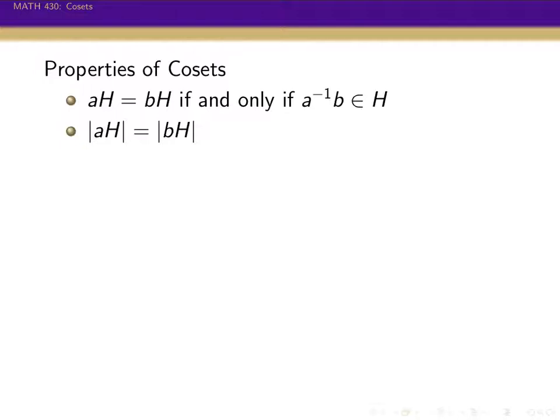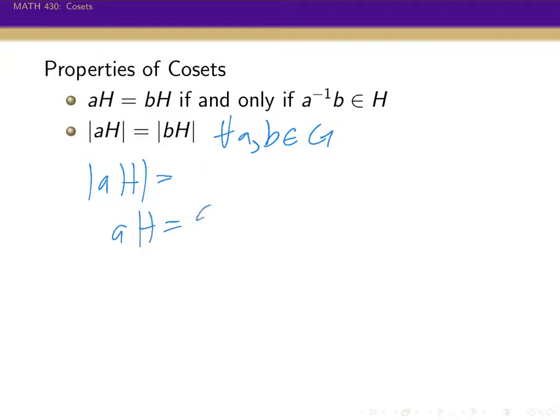So for any two elements A and B in G, the number of elements in AH is equal to the number of elements in BH. So this is true for any A and B in G. They don't have to be in the same coset with each other. And the reasoning here is, how many things are in AH? Well, AH is equal to A times h for all of the h in H.